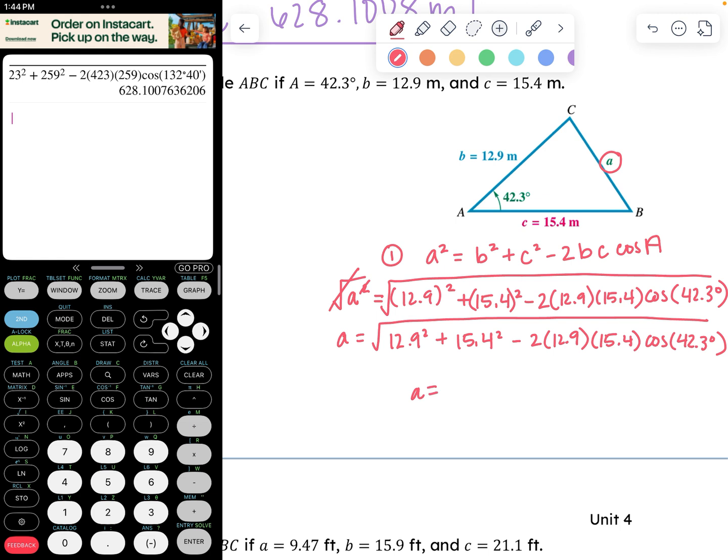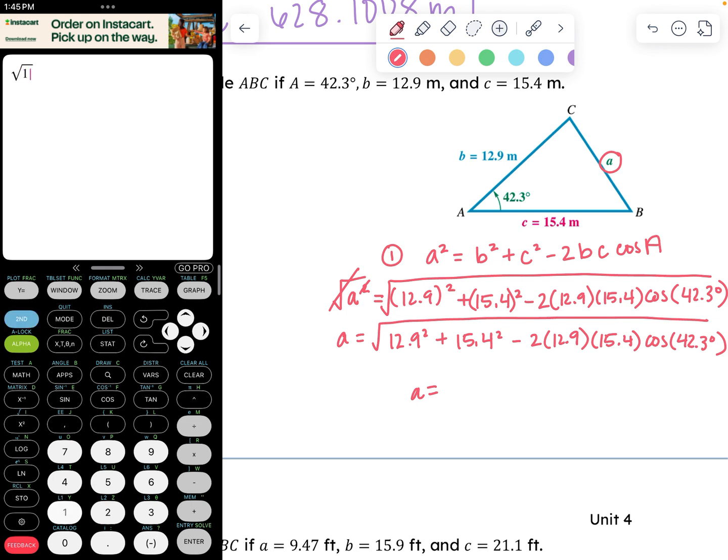And I can plug it into my calculator. So the square root of 12.9 squared plus 15.4 squared minus 2 times 12.9 times 15.4 cosine 42.3. Oh, gotta be really careful. I keep messing up plugging stuff in, so do better than I am. 42.3 cosine, non-real answer. And so I messed up plugging it in.